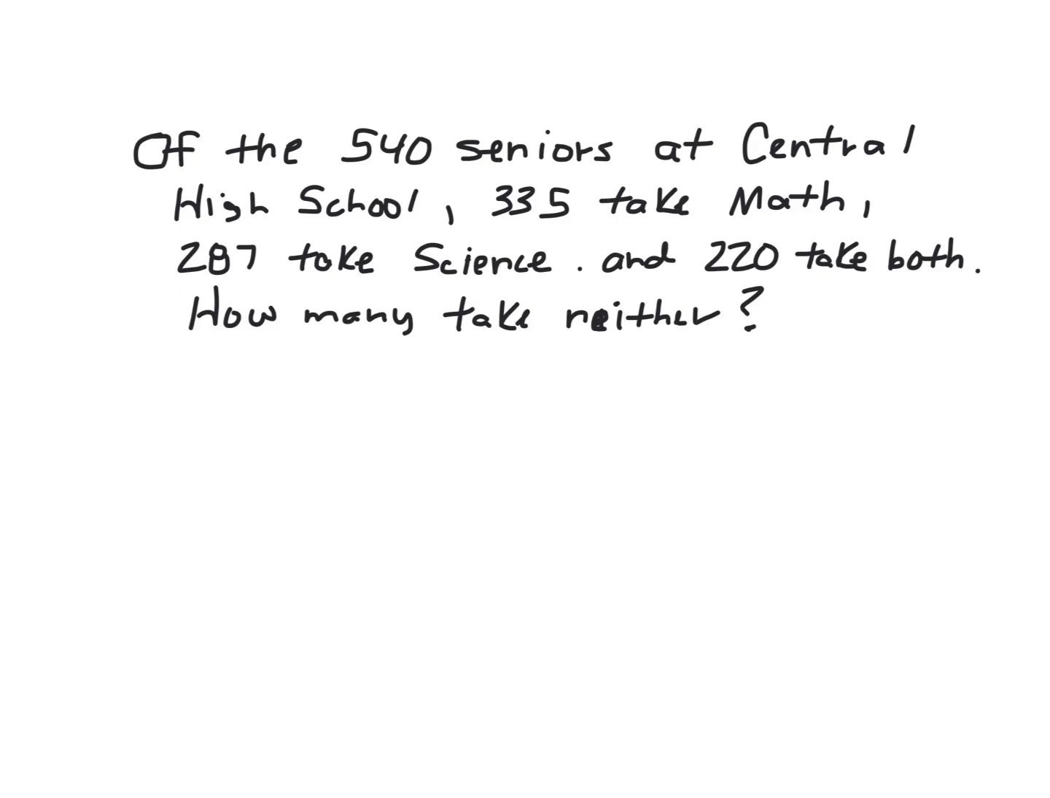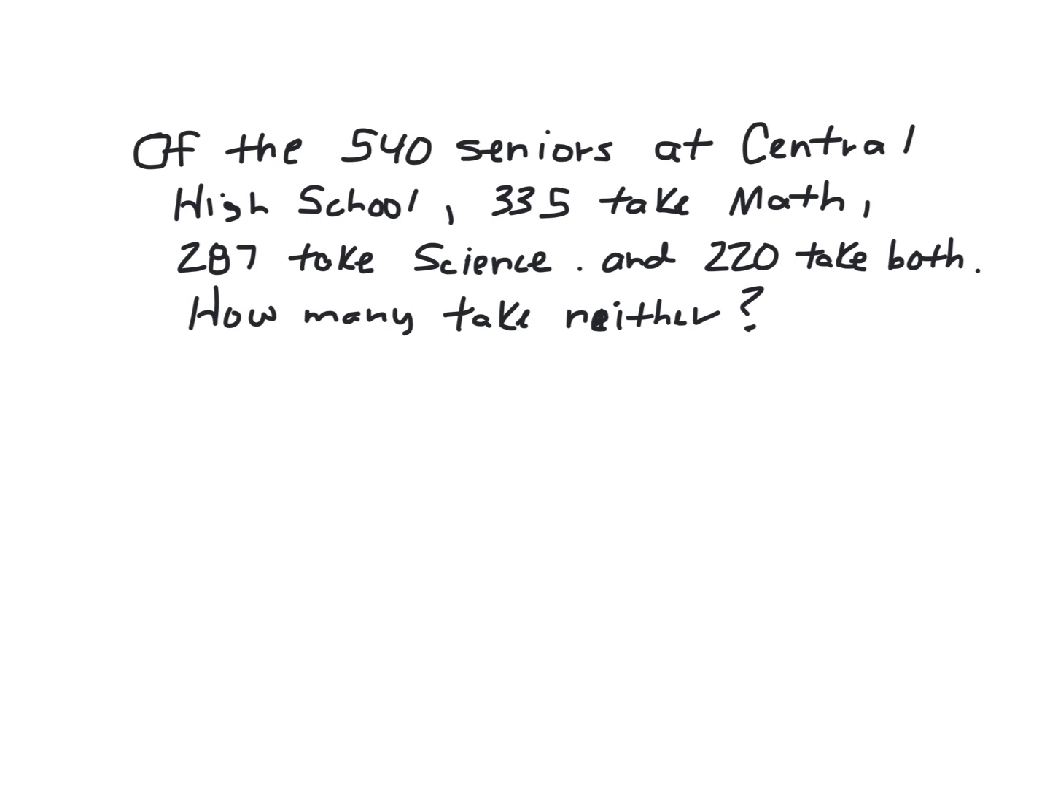So today I'm just going to go through an example of each of the different counting principles that we've discussed so far, and then give you some more time to work and complete those assignments and get those submitted online. The first one is our inclusion-exclusion principle, which is used to solve a problem similar to this, where it says of the 540 seniors at Central High School, 335 take math, 287 take science, and 220 take both.